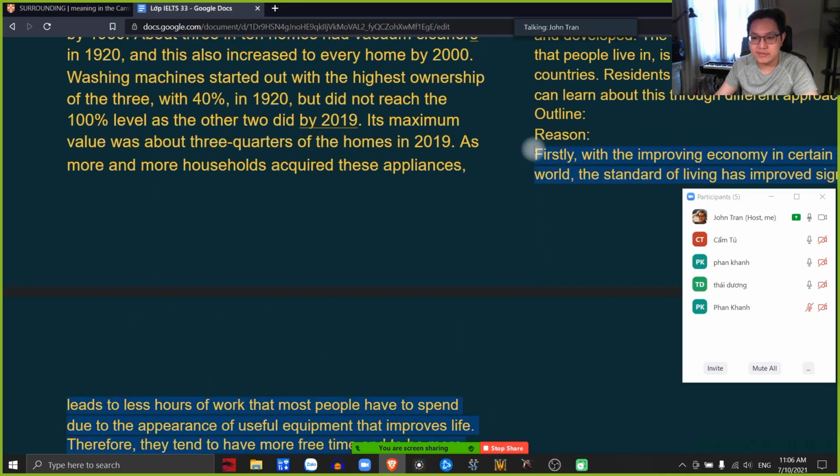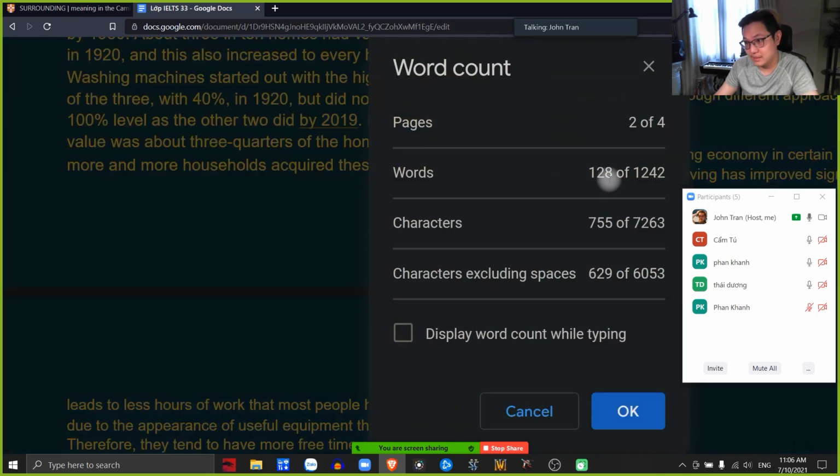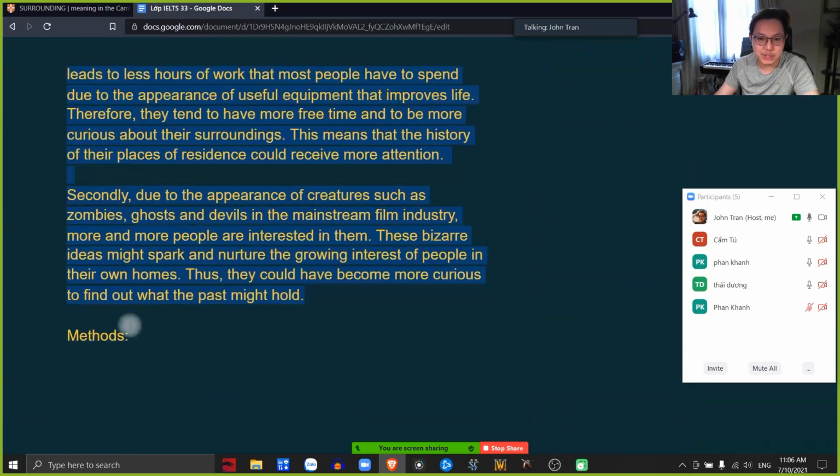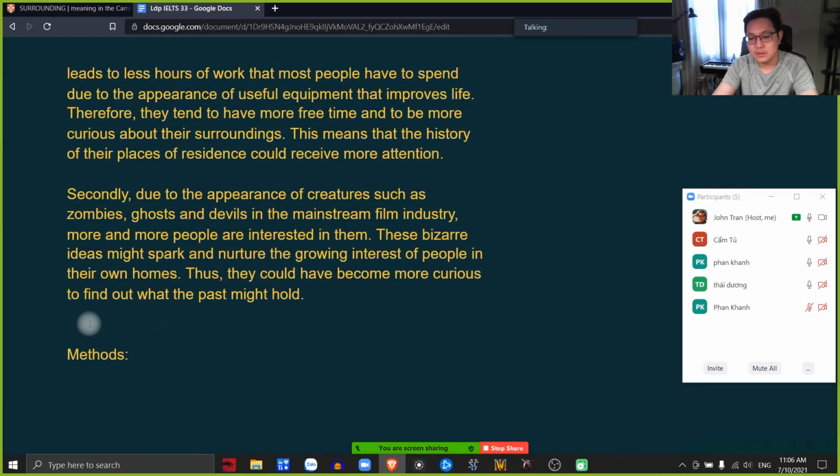And this part, if I combine these two, it's 128 already. 128 rồi đó. And now I'll write about what else? I'll write about how can people research this. So we mentioned already that people can ask their neighbors, they can find on the internet, they can, what else? They can dig in their garden, they can find out for themselves. There are 3 ways, okay.